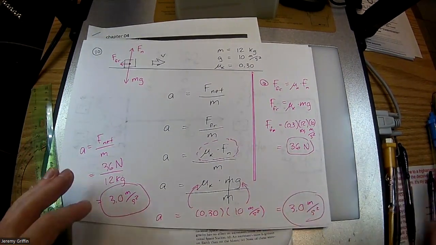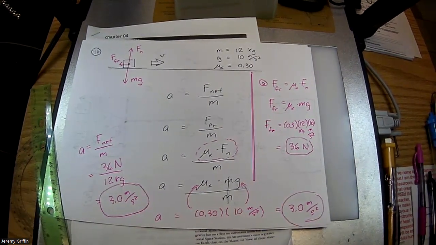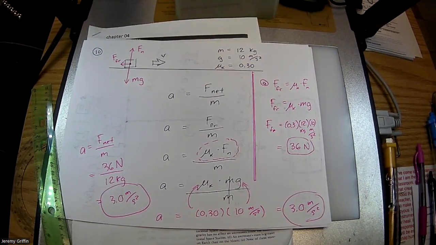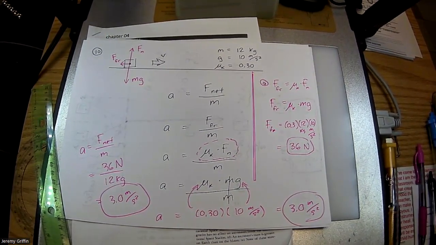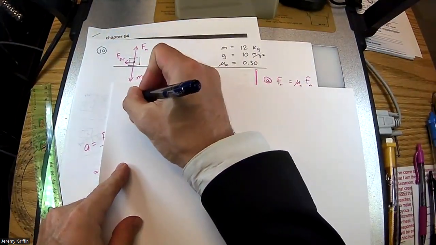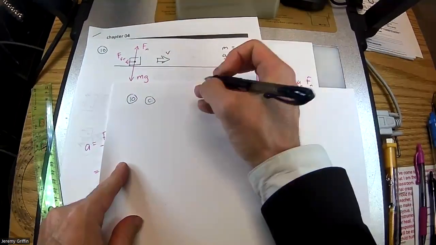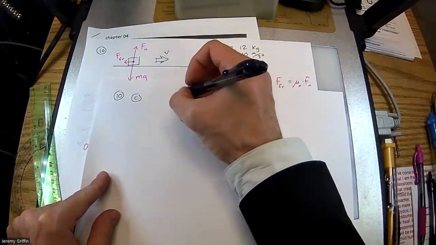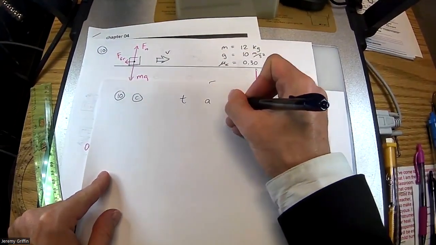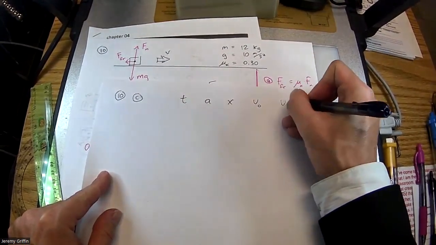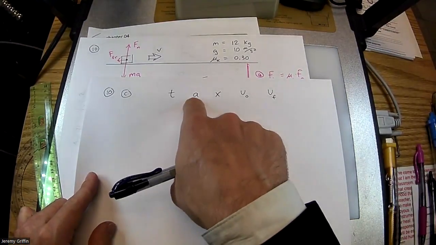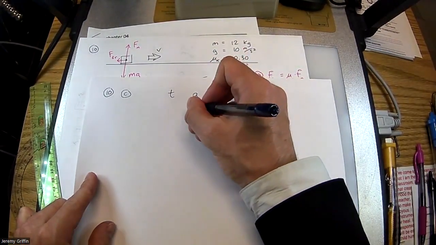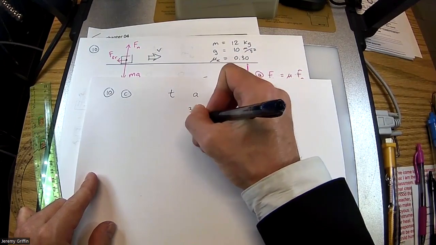Now there was one last piece to this, which is how far does the block slide before it comes to a stop? How far does it go? And for that, we need to kick back to kinematic motion. So part C, how far? Let's set up a little table. I like this checklist. It gives us a big picture point of view of what variables we have and what we are solving for. Like we just found this. We found it slowing down at 3 meters per second squared.